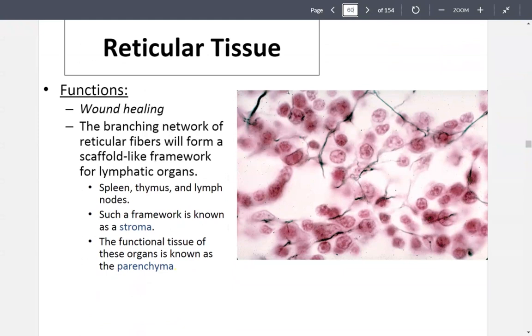That framework is going to be referred to as a stroma, and the functional tissue is actually referred to as the parenchyma.